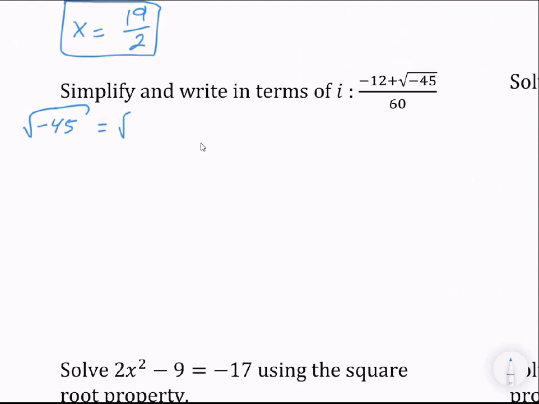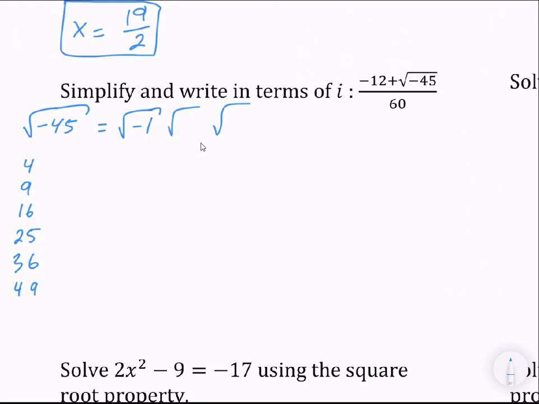The way I did this before was I said, okay, negative 1's square root is i, perfect square. But is there another perfect square that goes into 45? Do you want me to write my list down? Okay, so let's see. 2 squared is 4. 3 squared is 9. 4 squared is 16. 5 squared is 25. 6 squared is 36. 7 squared is 49.